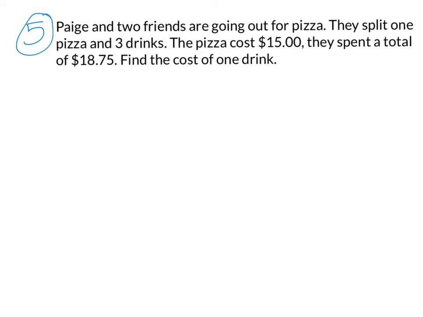Paige and 2 friends are going out for pizza. They split 1 pizza and 3 drinks. The pizza cost $15. They spent a total of $18.75. Find the cost of 1 drink. Okay, so again, let's define a variable. Well, we're finding what the cost of 1 drink is, so that is what x stands for. Cost of 1 drink.